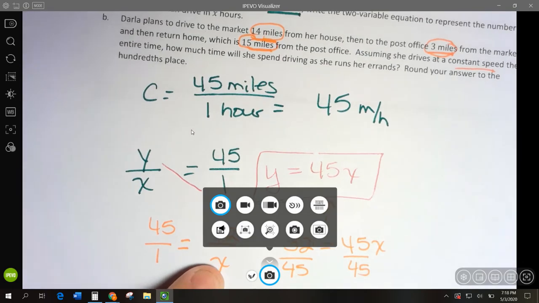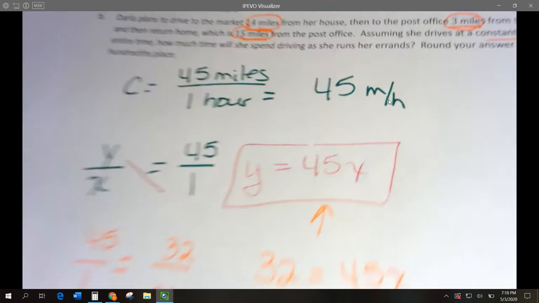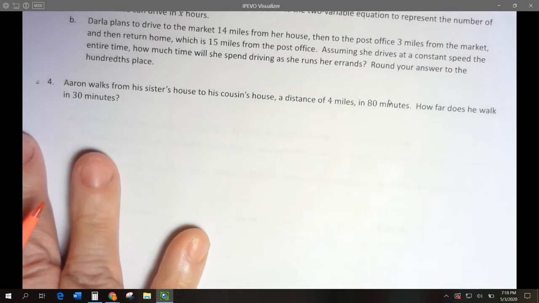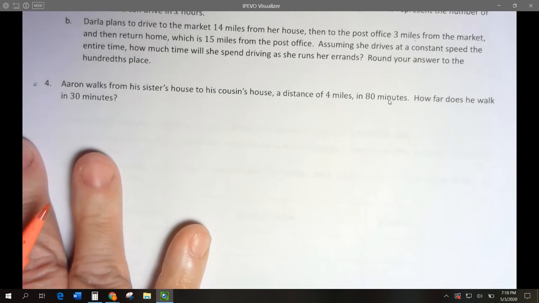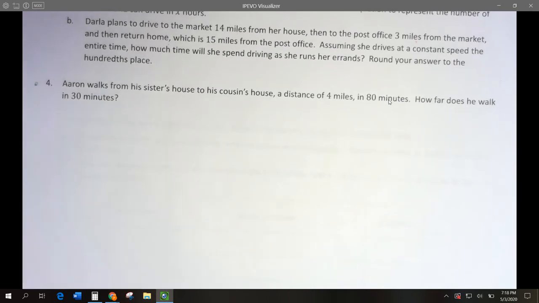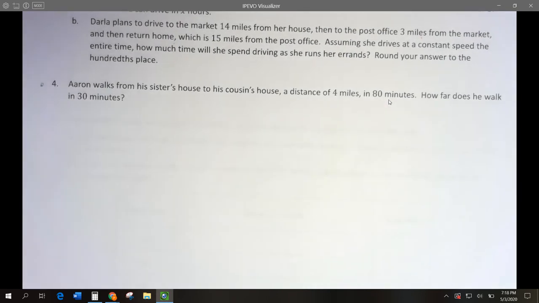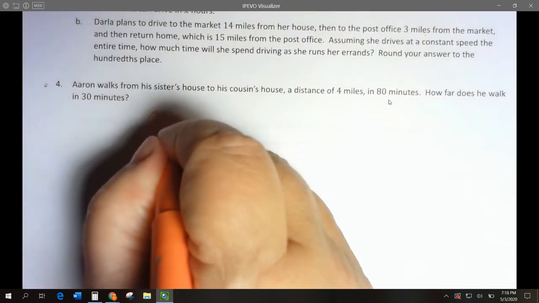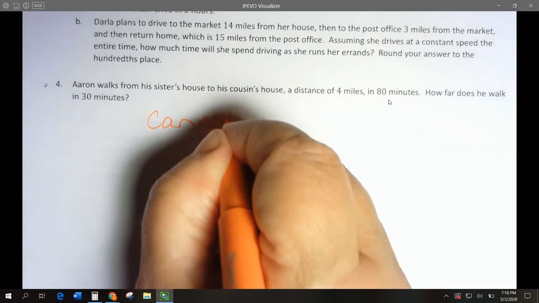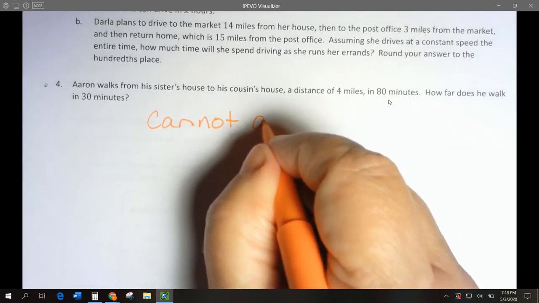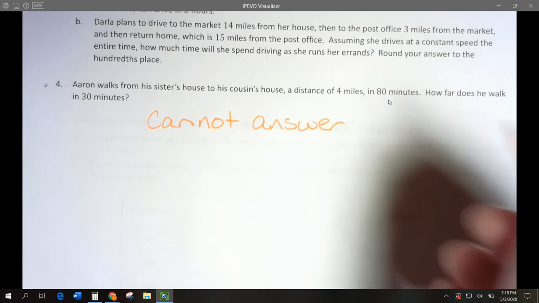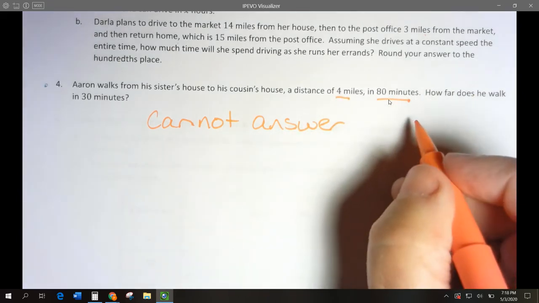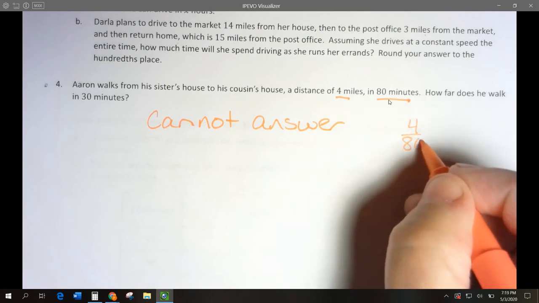Number 4. Let's go on to number 4. Tricky one here. Aaron walks from his sister's house to his cousin's house, a distance of 4 miles in 80 minutes. How far does he walk in 30 minutes? I'm going to tell you, we cannot answer this. And you're going to say, why not? Can't we say 4 miles in 80 minutes? So that would be a distance over time, right?